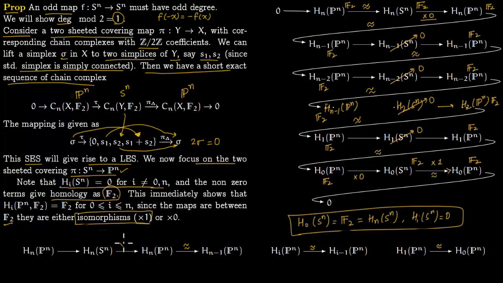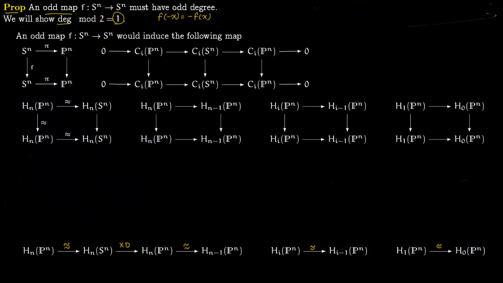This was the multiplication by 0 map, which is right here, and finally we had this isomorphism right here. So we have these isomorphisms, and this is what we are going to use now to prove this theorem. Now that we have this sequence, we can work with our proposition.